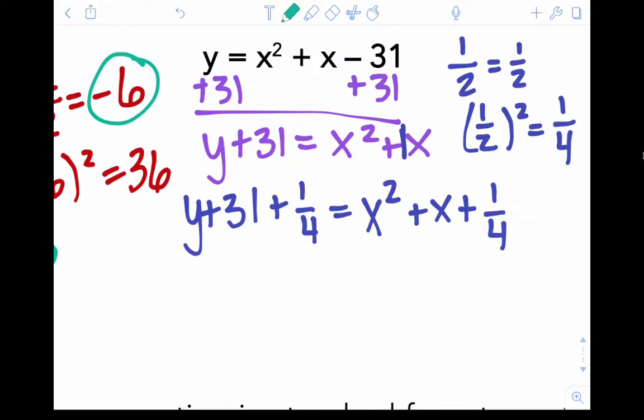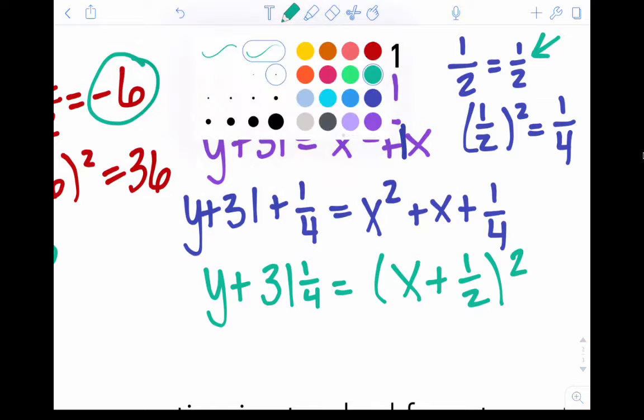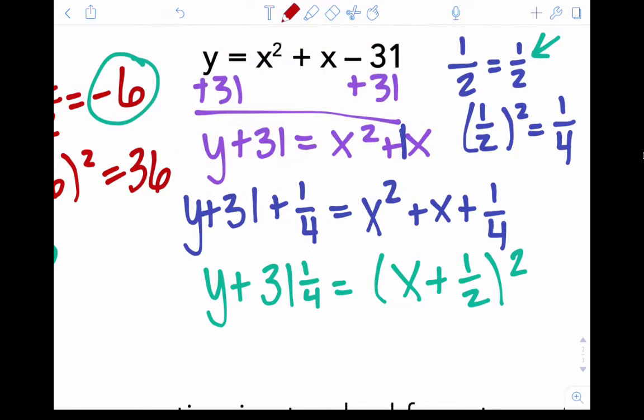So now I'm going to simplify this on the left side, and I'm going to write it as a squared expression, as that binomial on the right side. So I have y plus 31 1/4 is equal to x plus, I'm using this number right here, x plus 1/2 squared. And then lastly, I need to subtract that 31 and a fourth from both sides.